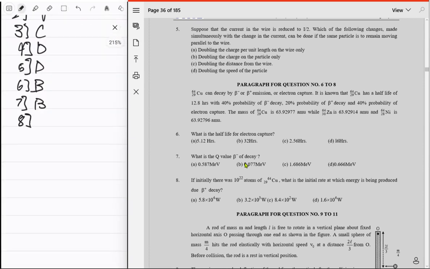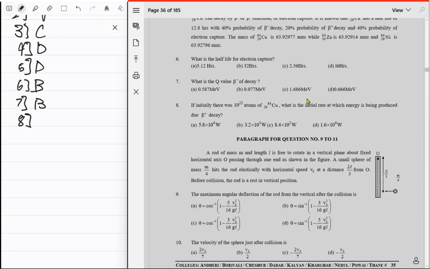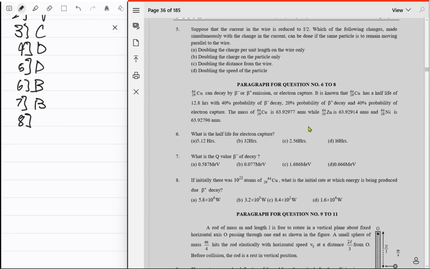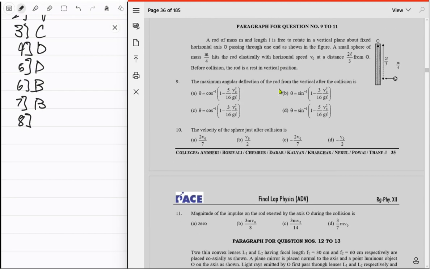Question 8. If initially there are this many atoms of this, then what is the initial rate at which energy is being produced due to beta plus decay? Once again, there is a lot of calculation in this. Beta plus decay, you are saying? Energy. But we would have to do all of that again, this is pointless. I don't want to be doing this. On top of that, we don't know the mass of the antineutrino, so how do you even figure out anything? So just leave it, right? Yeah. Paragraph question 9 to 11.